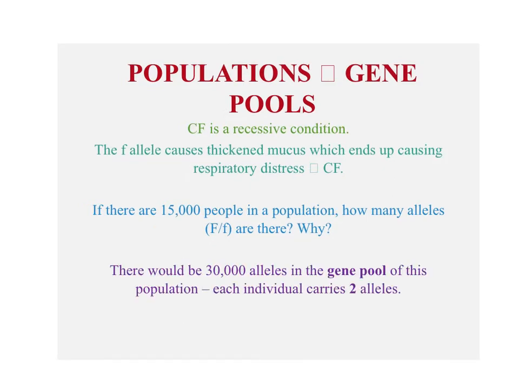So there's going to be 30,000 alleles in the gene pool of this population for that gene, okay, the big F or the little f. Each individual, remember, carries 2 alleles.